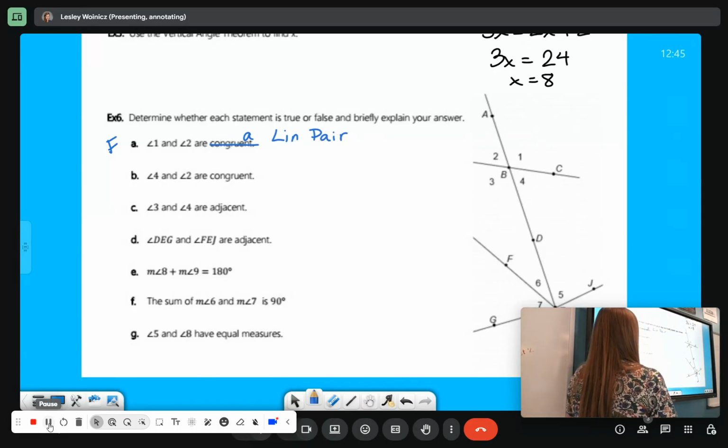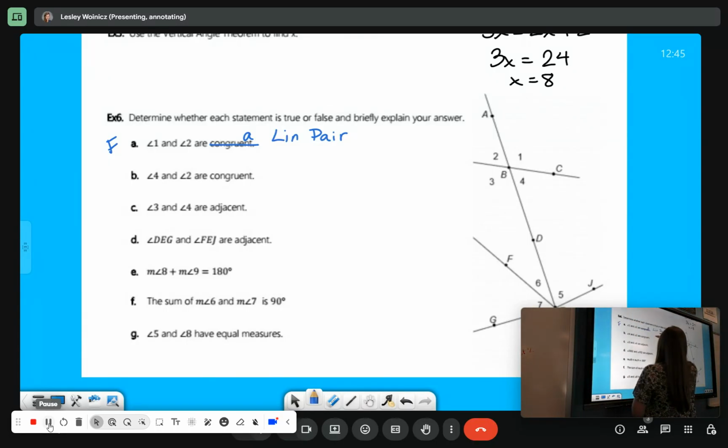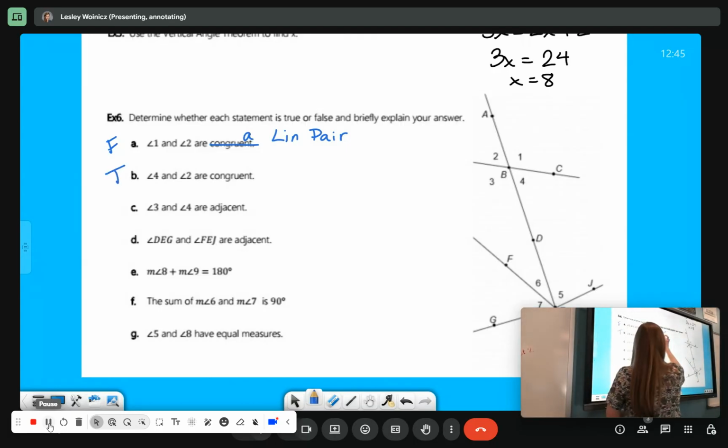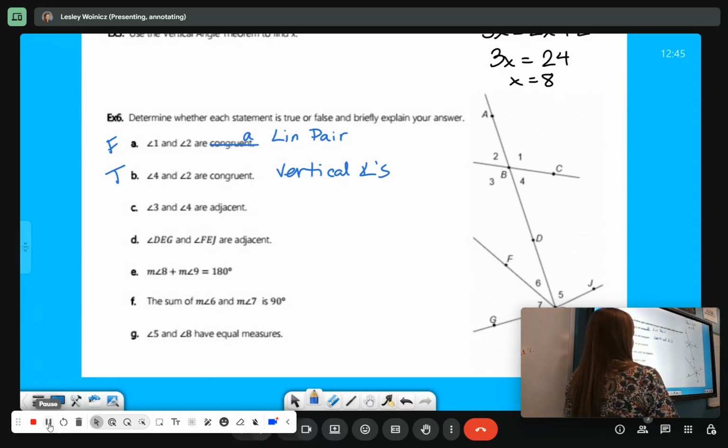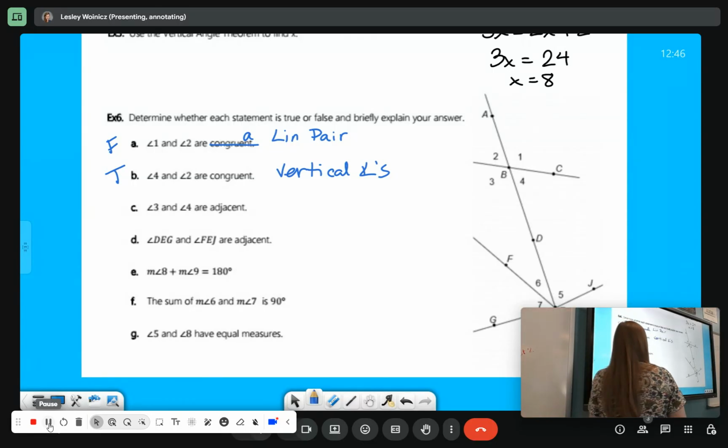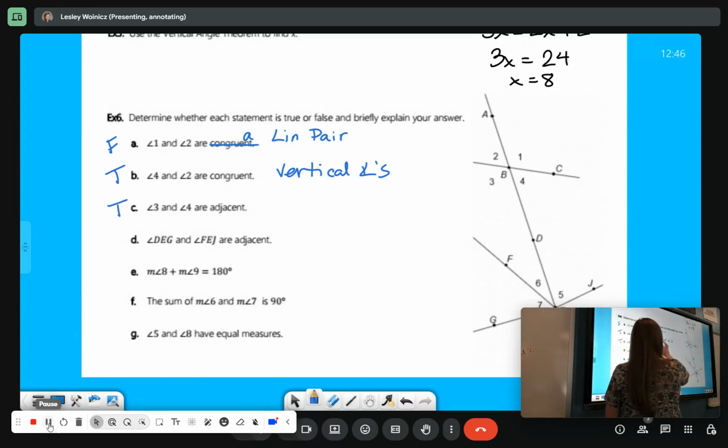Okay, what about 4 and 2? Are they congruent? Yes, they are vertical angles. So this is true because they are vertical angles. What about 3 and 4 are adjacent? Because they're linear, if they're a linear pair, they have to be adjacent, right? So this is true. So they are also a linear pair.